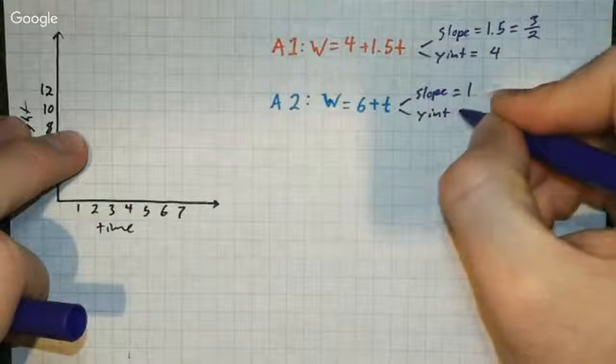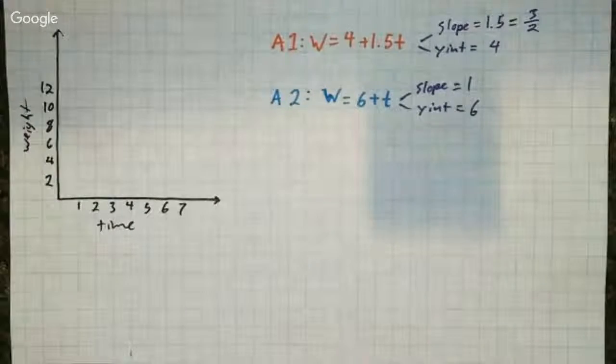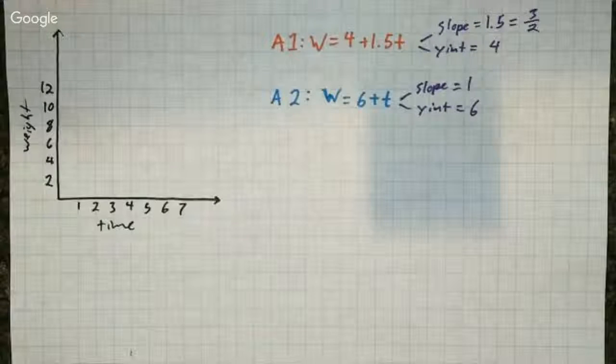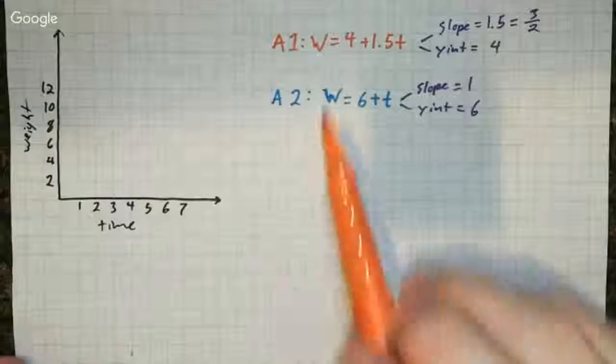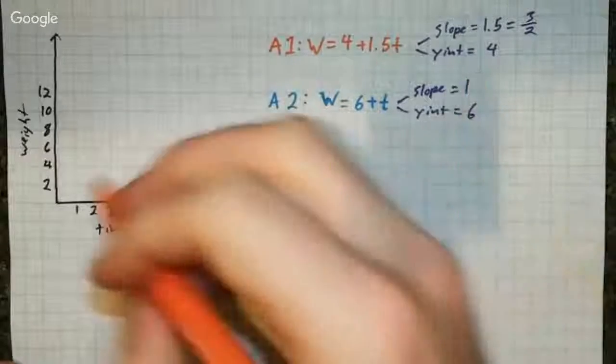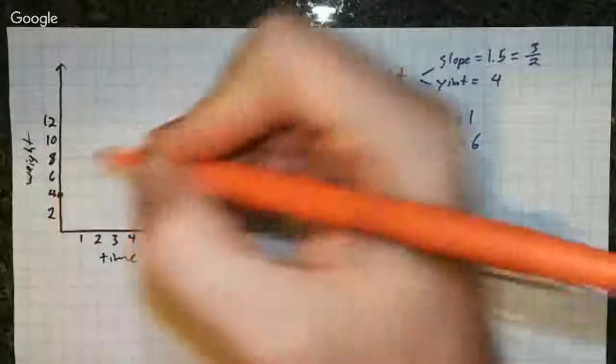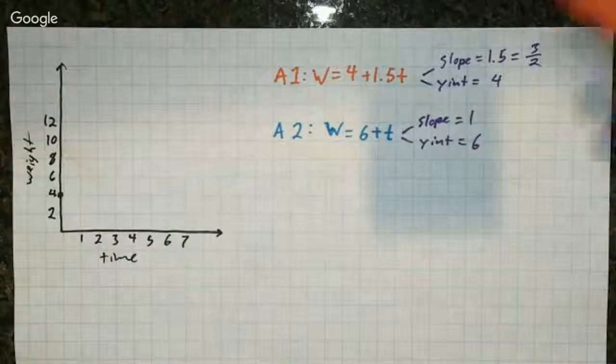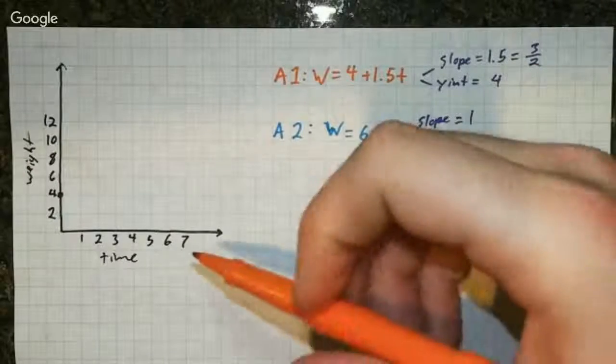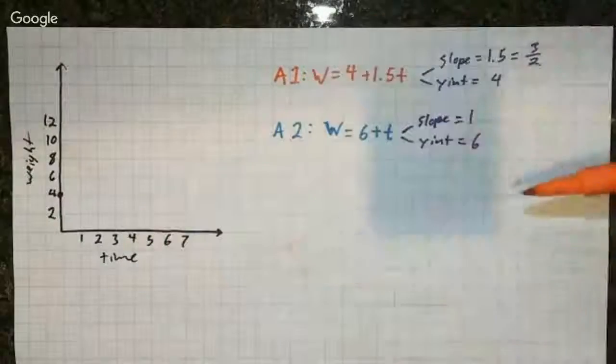The y-intercept is 6. So we know all that information. Now let's go draw our lines. Well, alligator 1, the y-intercept is going to be 4. So I'm going to put my mark right there. And then the slope is going to be 3 over 2. That means up 3 over 2.